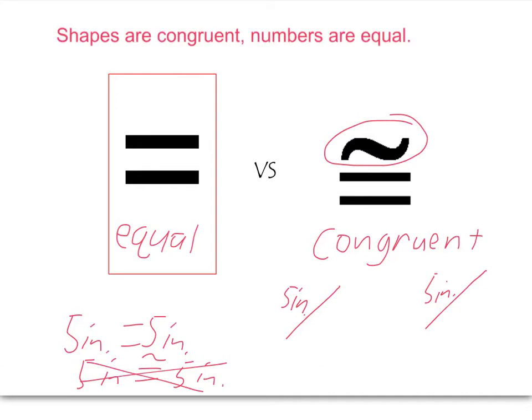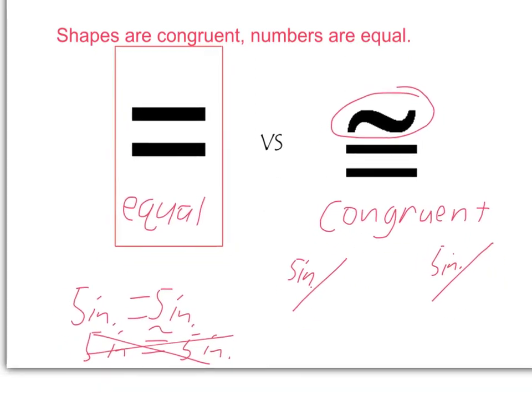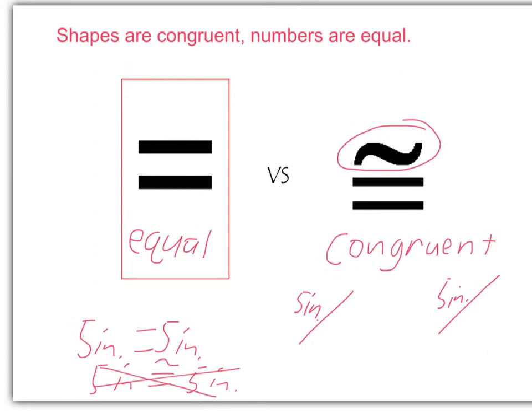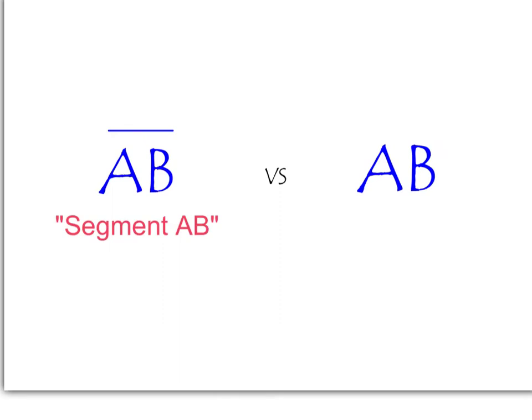So to summarize that, we could say shapes are congruent, numbers are equal. So shapes can be congruent, numbers can be equal. Kind of a subtle difference, but important to pay attention to that notation. So when you see this symbol here, you know what that means. Some more new notation to talk about.